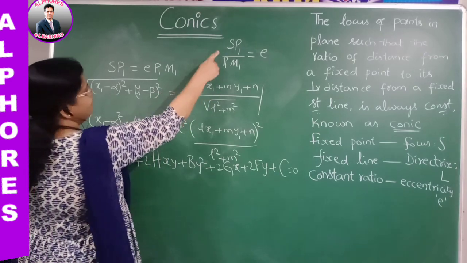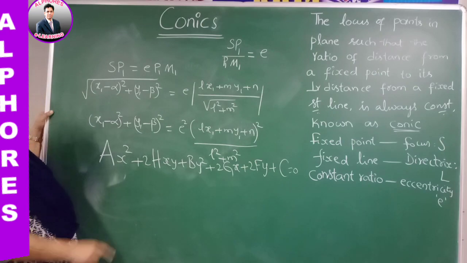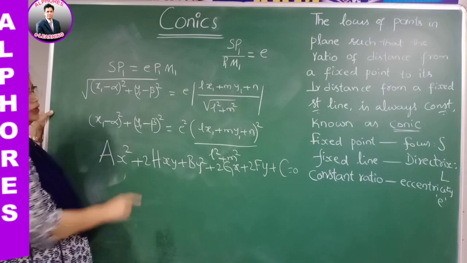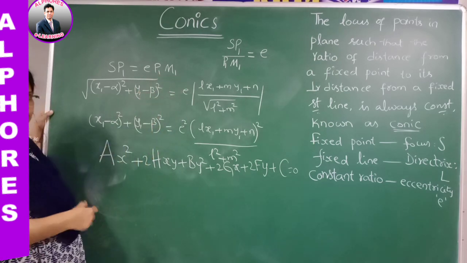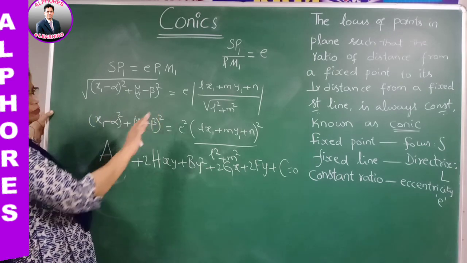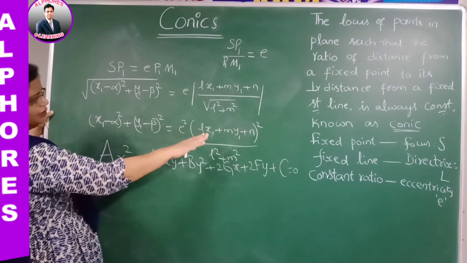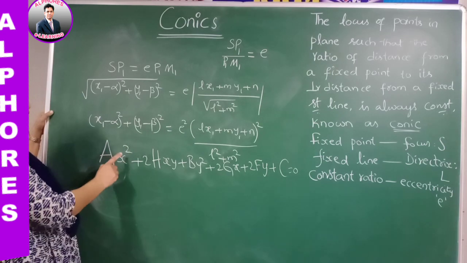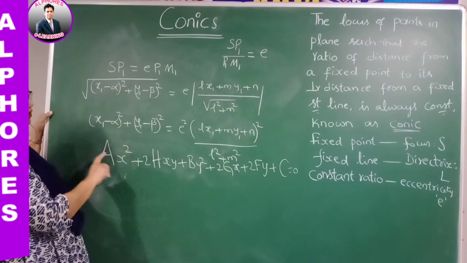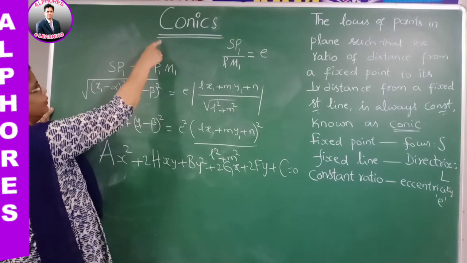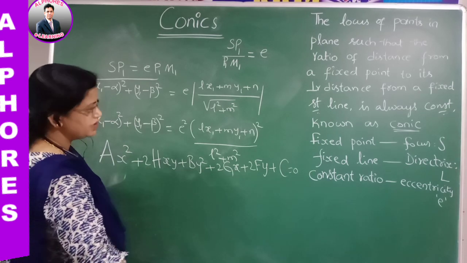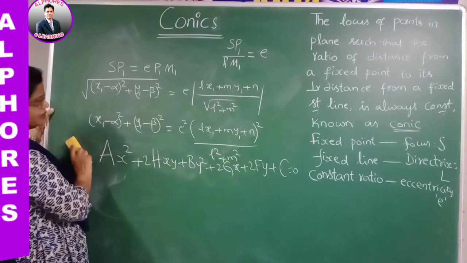Okay. So SP1 you got how much here? e times P1M1. Then we applied the normal distance formula here, and here it is the perpendicular distance. Okay. And after that, to avoid the square root, we just square both the sides. Then if you simplify the entire part, you will get exactly a second degree equation in x, y. So students, you can observe that the equation of a conic is a second degree equation. Of course you have seen this equation already in your first year pair of straight lines.